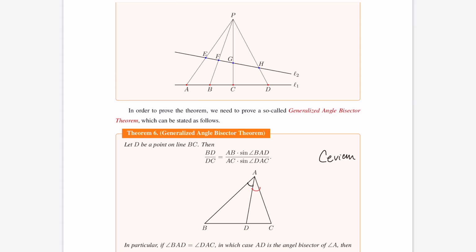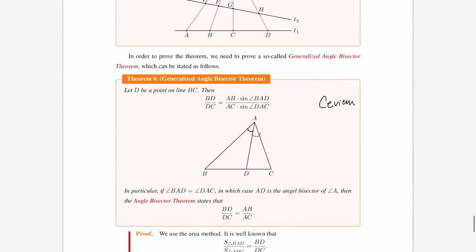Okay, so this is the ratio. At first glance, you may wonder why this is interesting. Well, it is interesting because we can convert the ratio to the sines of angles, and the ratio of AB and AC is fixed because we fix a triangle. So this gives the relation between the lengths of the sides BD and DC and the trigonometry. And because of that, we can play with it. You can actually use this generalized angle bisector theorem to prove that the three heights are concurrent.